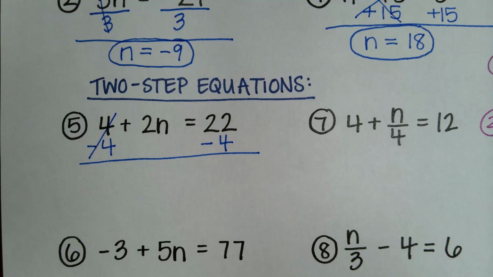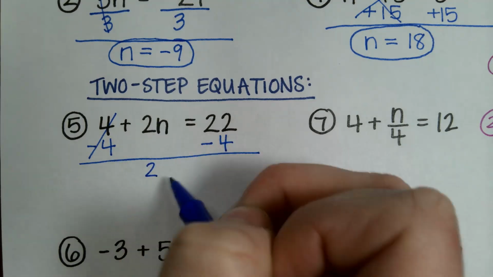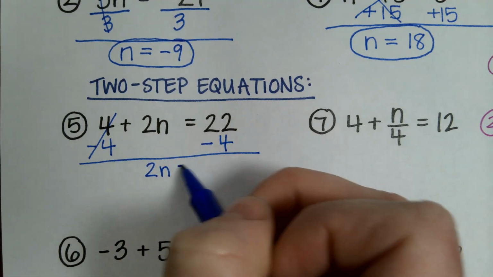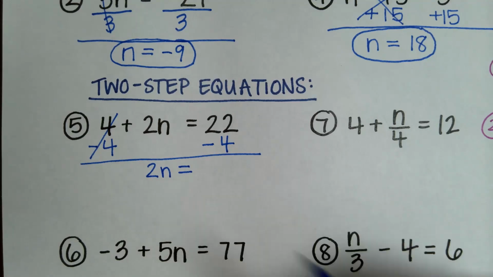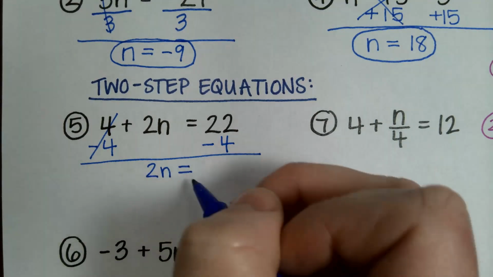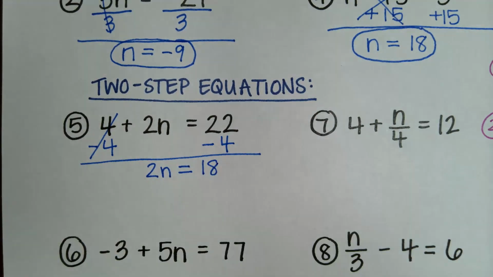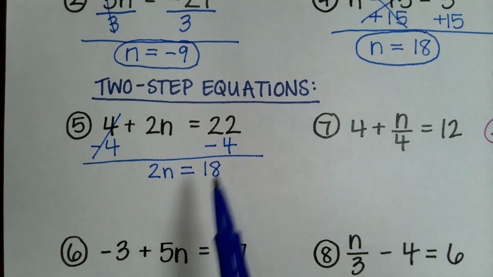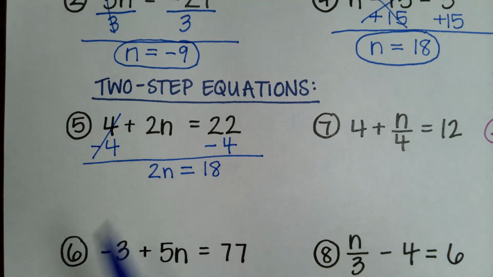Now what? Bring my 2n down, my equal, and what's 22 minus 4? 18. All right, am I done? I'm not. I still have an operation left that needs undone. I have 2n equals 18.